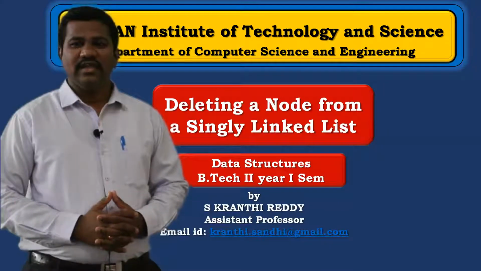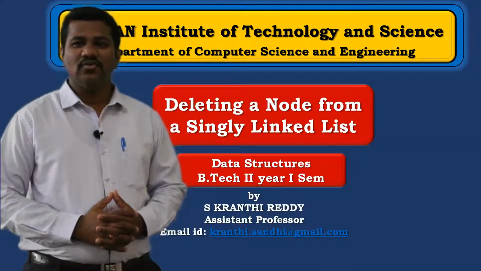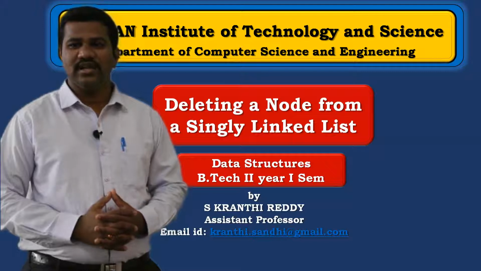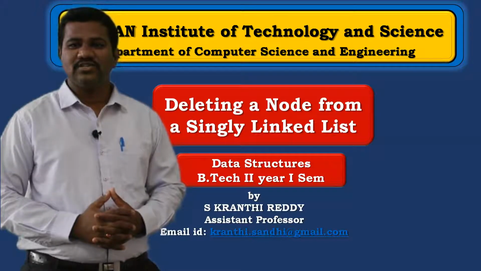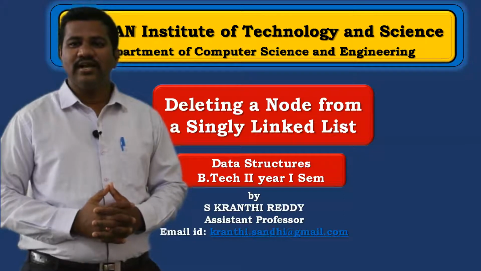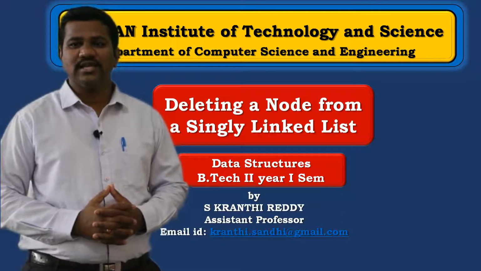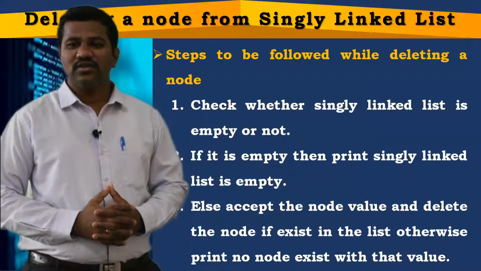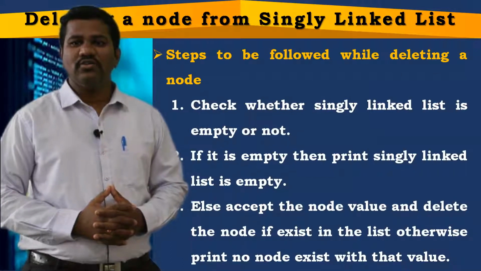Hi everyone. In the last sessions, we have seen how to delete a first node in a single linked list and how to delete a last node in a single linked list. In this session, we'll be discussing how to delete an intermediary node in a single linked list. Let us see what all steps we need to follow in order to delete an intermediary node in a single linked list.